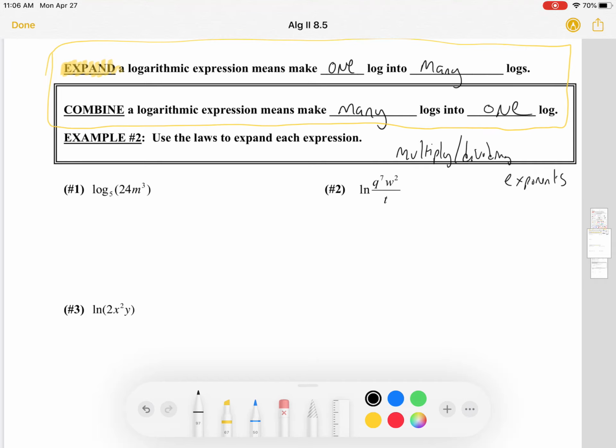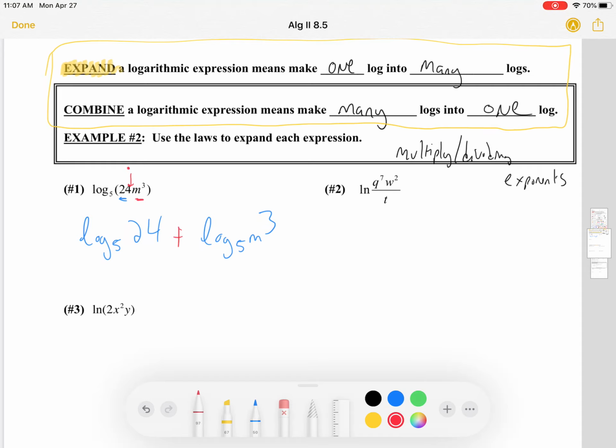So number 1, it's log base 5 of 24 times m to the third. Notice how I said times. There's a multiply right there. So what I'm going to do is I'm going to pull this sucker apart. I'm going to say I have log base 5 of 24 and log base 5 of m to the third. I was multiplying. When I pull apart multiplying from yesterday, you should remember that that becomes adding.